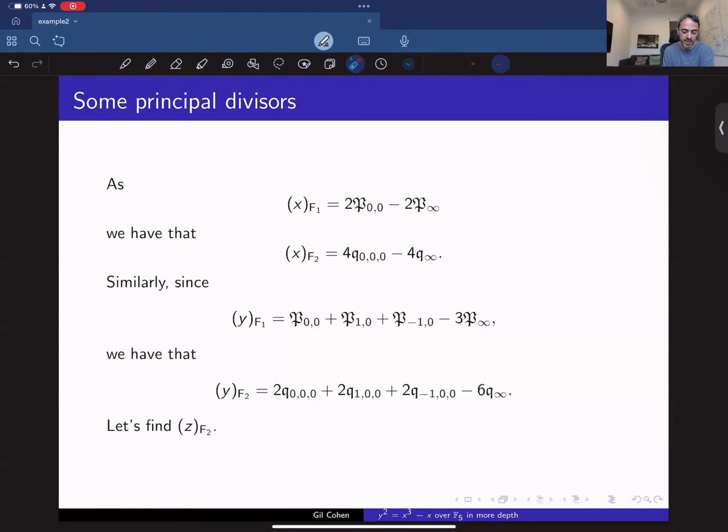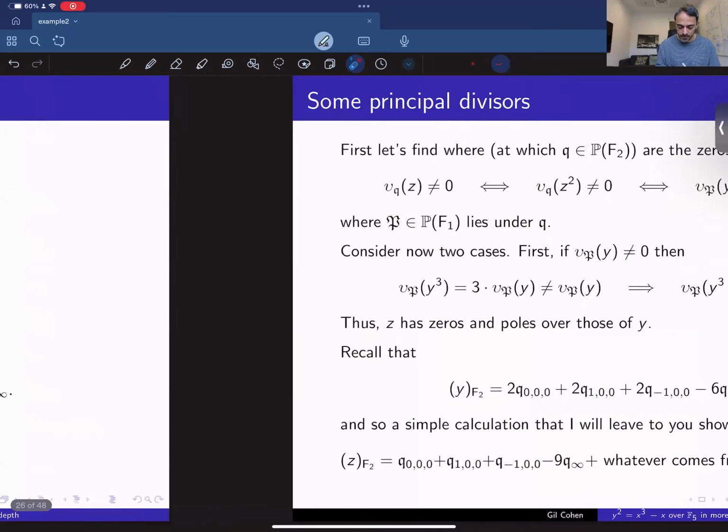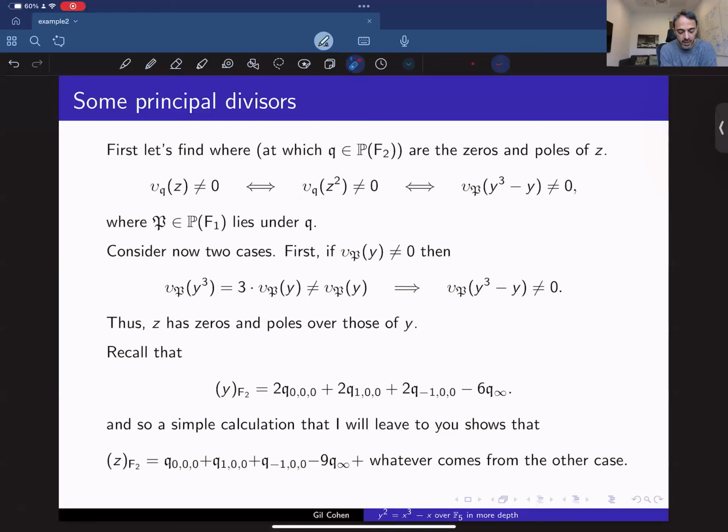So what's the principal divisor of Z? That's more complicated, because X and Y lived as functions also in the previous function field, so we only had to multiply by the ramification index, but Z is a new function. It never appeared in F1, so it's always slightly harder to figure out. And in this case, it's actually a bit tricky. So we want to ask, what are the prime divisors that are poles and zeros of Z? We want to focus our search.